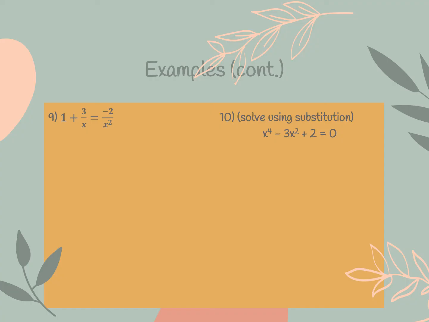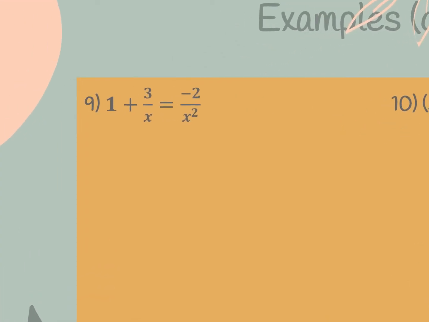All right, number 9, rational. So we got a fraction. So what we want to do is clear the denominator. So what I'm going to be doing is my common denominator is x squared. So I'm going to be multiplying all 3 fractions by x squared.